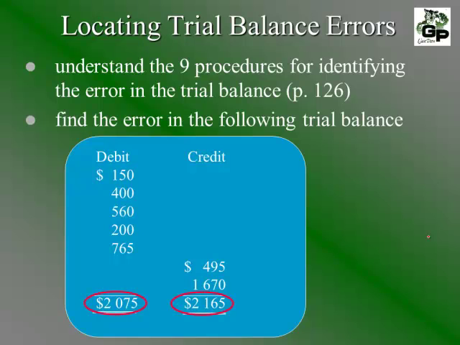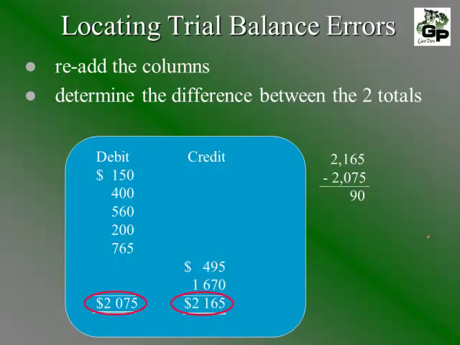Here we have a list of debits and we have a list of credits. The total for the debits is $2,075. The total for the credits is $2,165. They don't equal, so we have a problem.